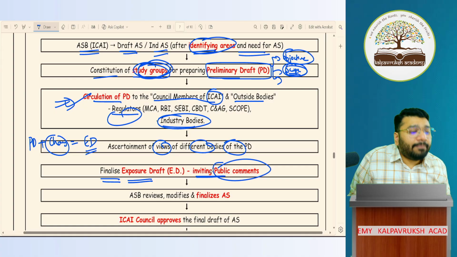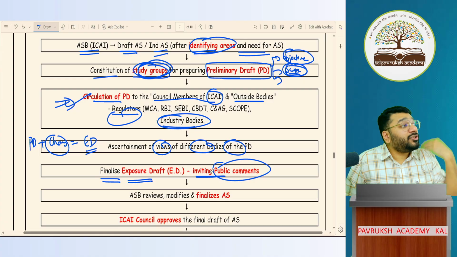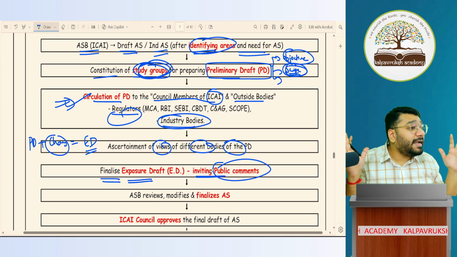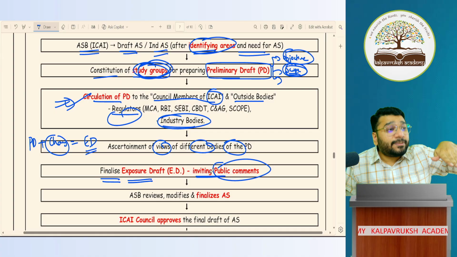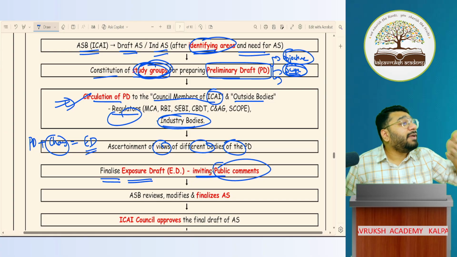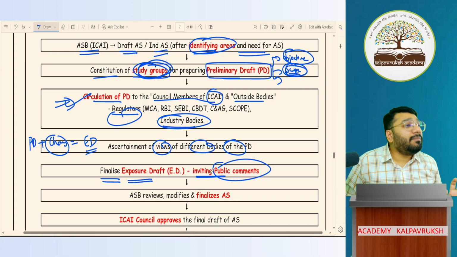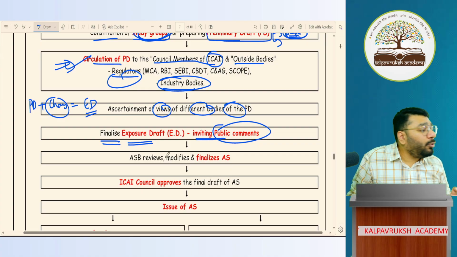So who will comment publicly? You as a CA student, I as a teacher who is teaching AS, practicing CS, who are practicing in AS, they will now give their view on whether whatever is drafted in the exposure draft is okay, not okay, correct, not correct. What are the points that they have not covered or touched upon? What are the problems that they have not solved? That feedback will be given in the public comment section of the exposure draft.